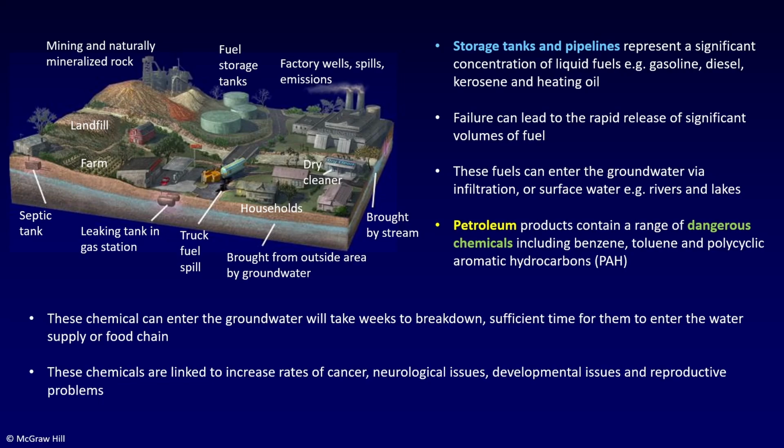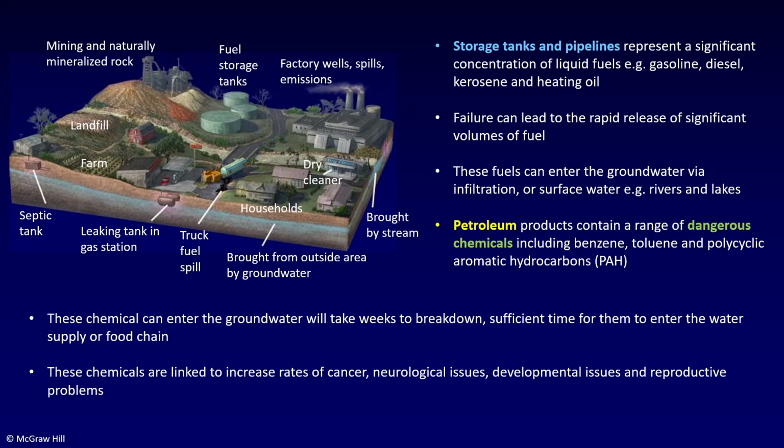And that is sufficient time for them to enter the water supply, for instance, if the water's being consumed, or that's enough time to allow plants to take up some of these chemicals and incorporate them into their structures. And of course, if those plants are being used to grow crops, that's a problem. So, in terms of the chemicals which can be released when storage tanks and pipelines fail, the chemicals are linked to increases in rates of cancer, neurological issues, developmental issues, and reproductive problems.